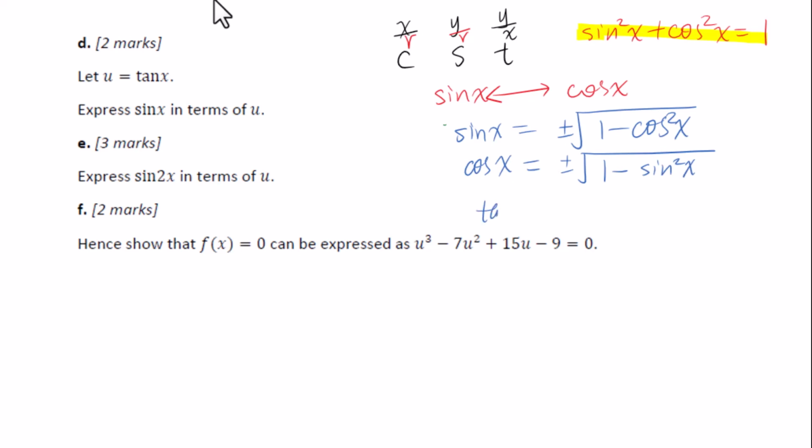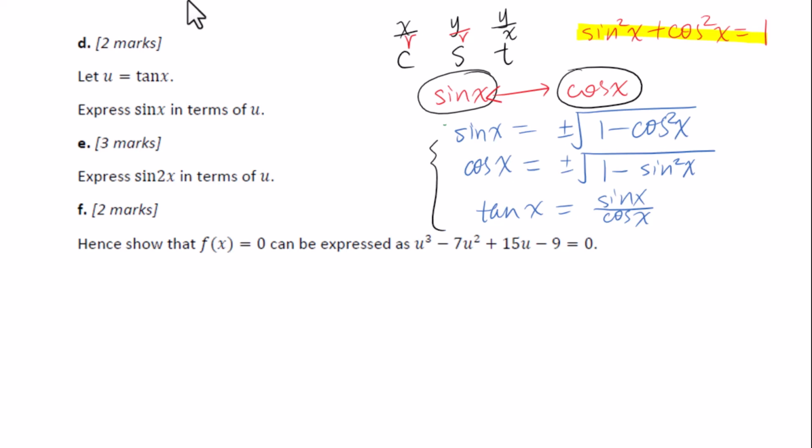Then tangent x equals sine x over cosine x. If you are given sine x or cosine x, we will use this to figure out tangent x. But if you are given tangent x, you have to use this relationship to figure out sine x and cosine x.